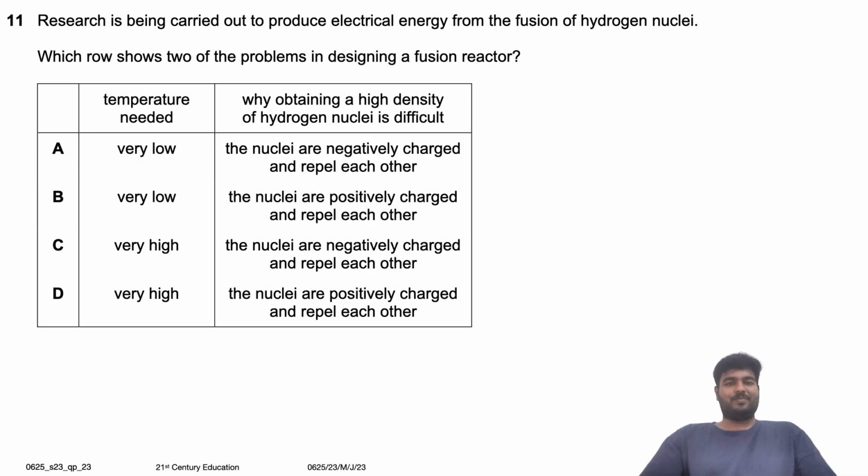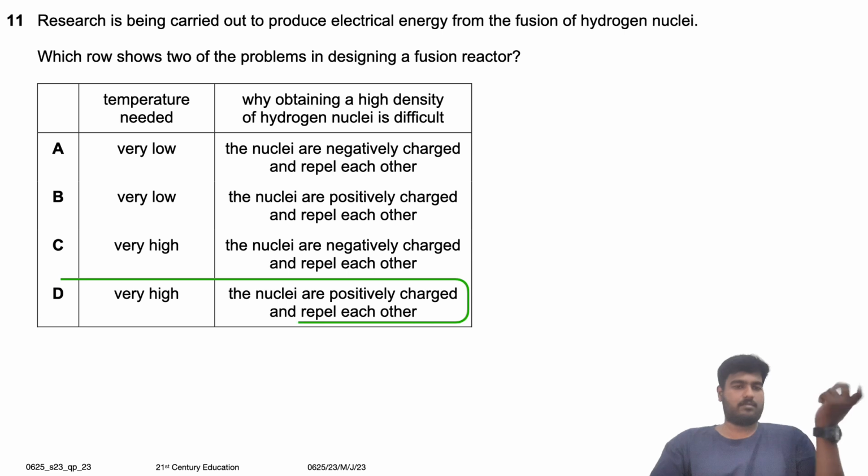Research is being carried out to produce electrical energy from the fusion of hydrogen nuclei. Which row shows two of the problems in designing a fusion reactor? What are the two problems? One, the temperature required to execute a fusion reaction is very high. Only then will the repulsion between the two nuclei be overcome, and they will become one big nucleus. The reason is they are positively charged and repel each other. Which gives D.